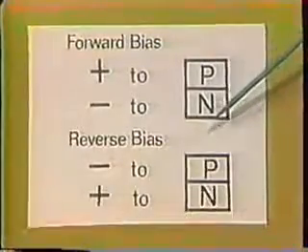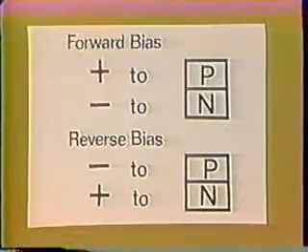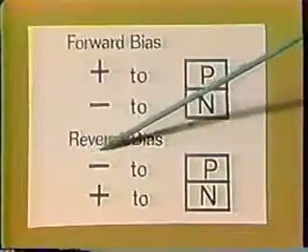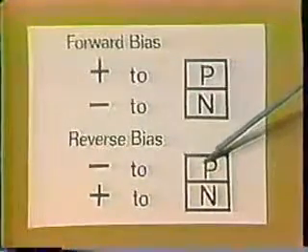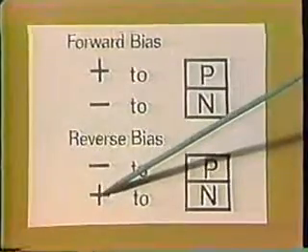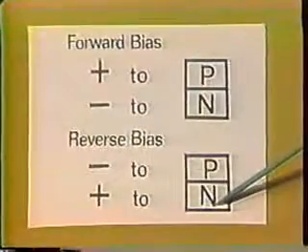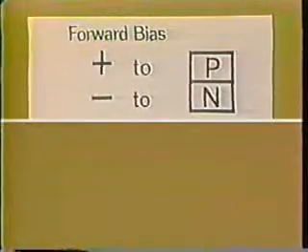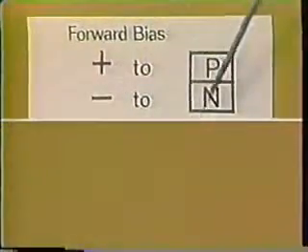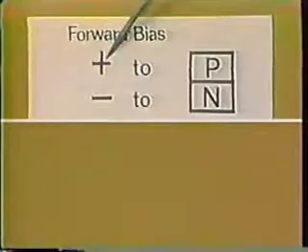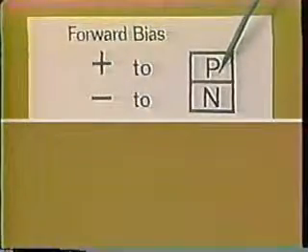For a PNP transistor, the base emitter junction is forward biased by connecting the positive terminal to the emitter, which is P-type material, and the negative terminal to the base, which is N-type material. The collector base junction is reverse biased by connecting the negative terminal to the collector, which is P-type material, and the positive terminal to the base, which is N-type material.